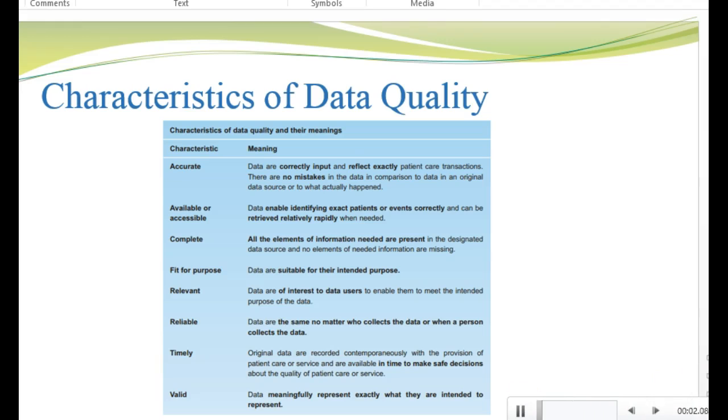I like this little graphic here. It was compiled by Dixon and Pierce, and it describes the characteristics of data quality in relation to auditing clinical trials. And I think it provides a really useful overview of the different attributes of data quality. You can see, is it accurate? Is it available, complete, fit for purpose? So take a look at these and get familiar with the different ways we think about the quality of data.